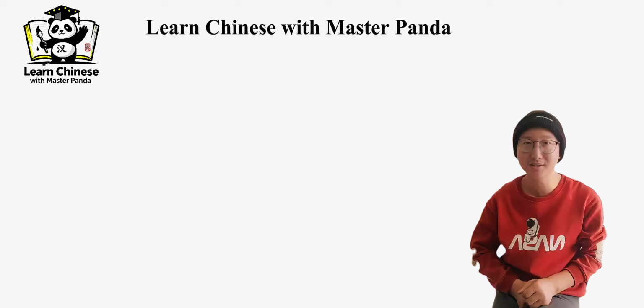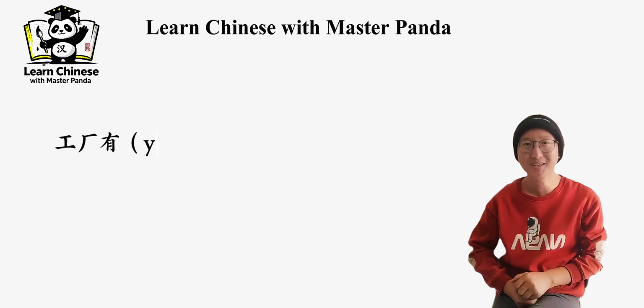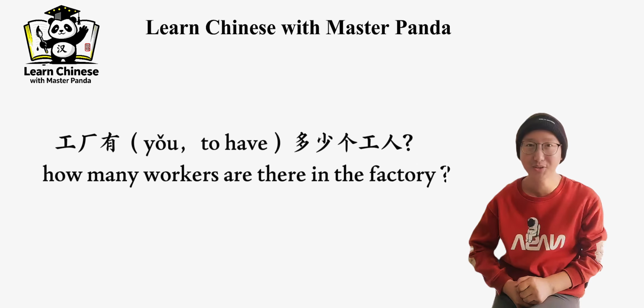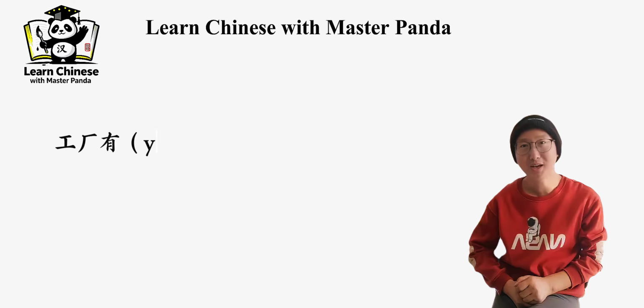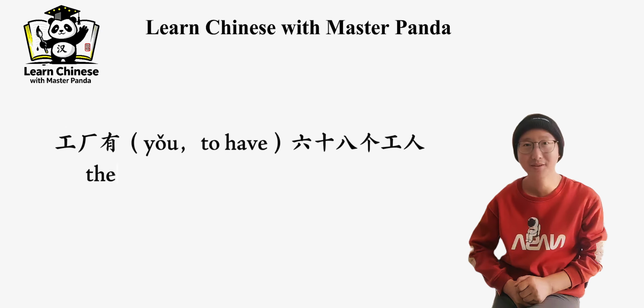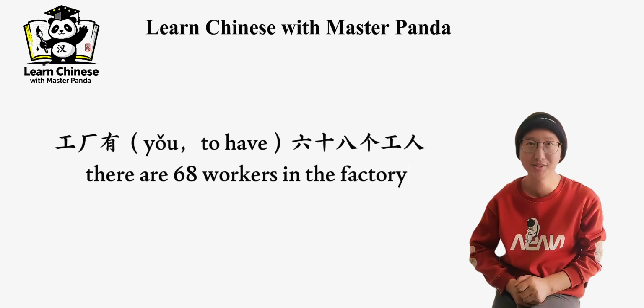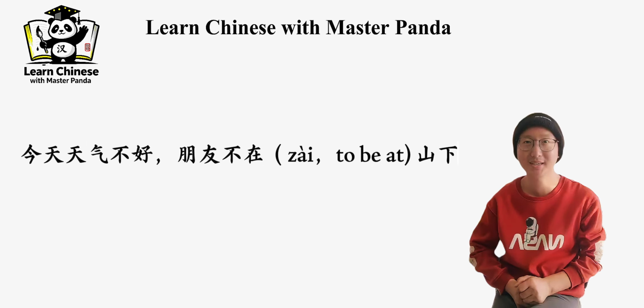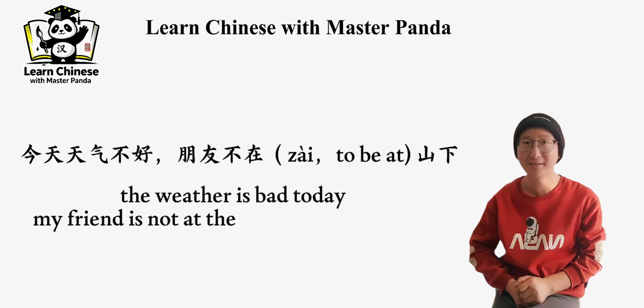Now that we have learned these 5 new characters, let's mix them with the ones we already know to make some fun sentences. This is where the magic happens. 1. 工厂有多少个工人? How many workers are there in the factory? Number 2. 工厂有68个工人. There are 68 workers in the factory. Number 3. 今天天气不好，朋友不在山下. The weather is bad today. My friend is not at the foot of the mountain.